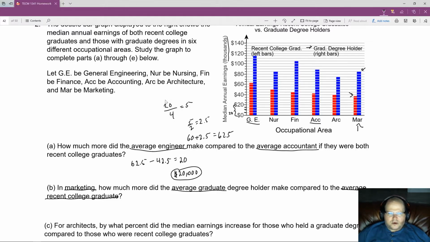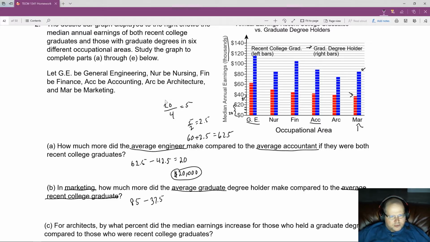So it's 80 plus 1 or 85. Okay, so it looks like it's 85. And they want to compare that to those who just recently graduated. So we look at that. Looks like the last one is going to be over here, a little less than 40. So it's between 35 and 40, right in between there. That's 35 right there, and then it's in between. So this is actually going to be 35 plus 2.5, which will give you 37.5. Now, they want to say how much more is made in this situation.